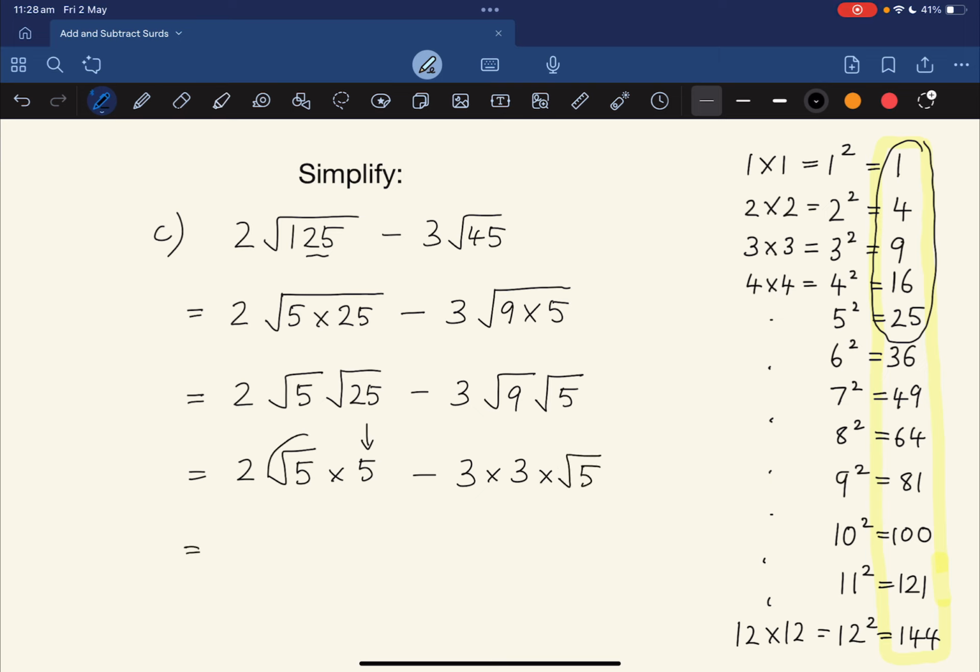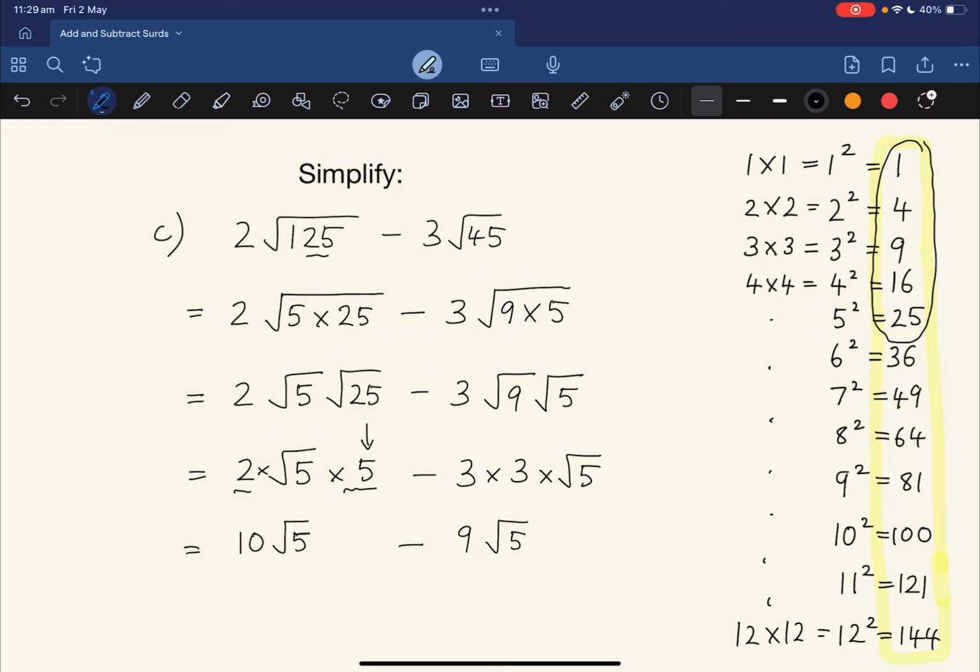Now that root 5 is good because that means like surds. So we like terms, so we can condense it further. But let's simplify first. I'm going to pull these normal numbers out the front, because the order of multiplication doesn't matter. 2 times 5 is 10 root 5. Take 3 times 3 is 9 root 5.